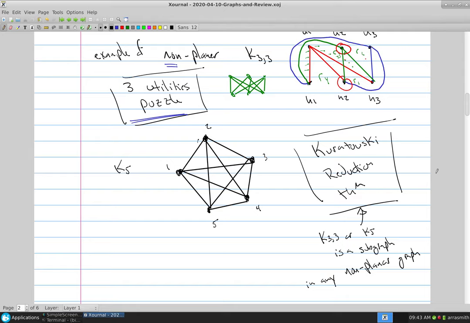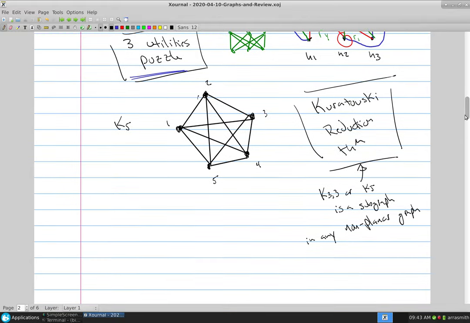The reduction formula simply says if you knew you had a non-planar graph, you could start throwing things away until you found the K5 part or you found the K33 part. That these are the fundamental pieces of all non-planar graphs.